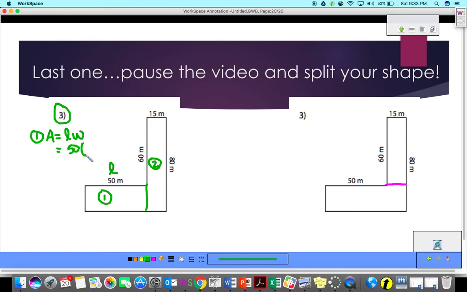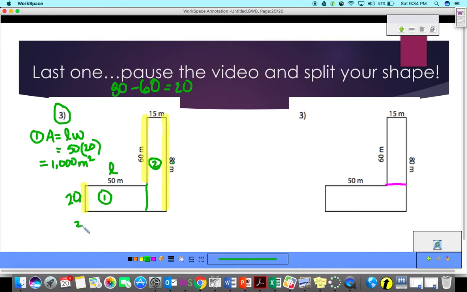50 times. Now I got a problem here because I don't actually know what this measurement is. So I'm going to look for my parallel sides. That's 60 and that's 80. So I know this side is shorter than that long side. It's not the longest side, it's a shorter side. So I'm going to take 80 minus 60 and I'm going to get 20. So that's the measurement I'm going to use for right here. So 50 times 20 is going to be 1,000 meters square.